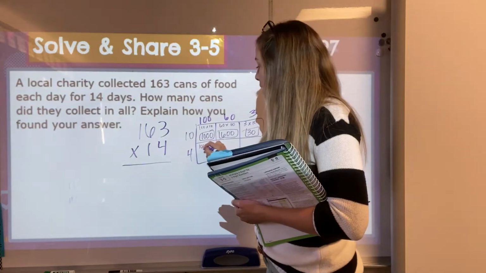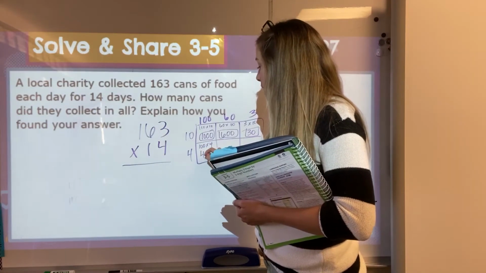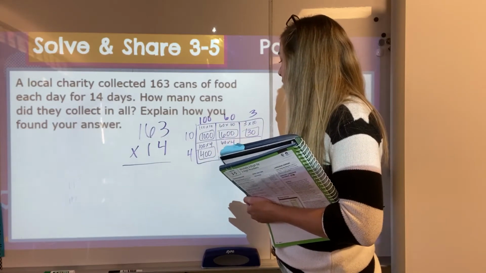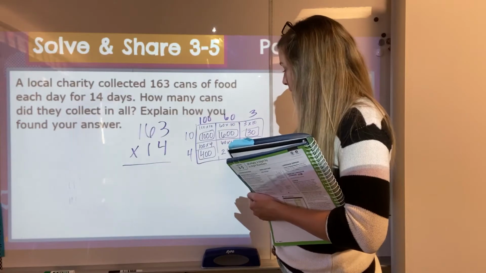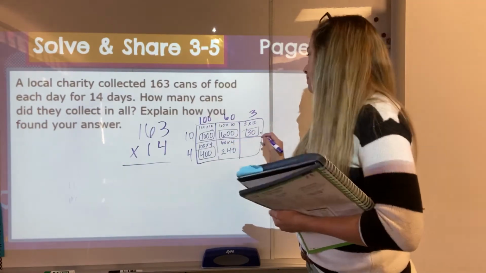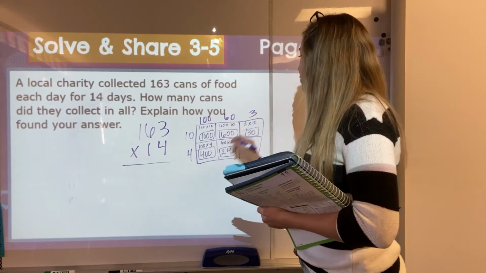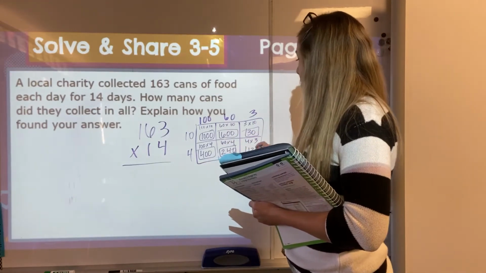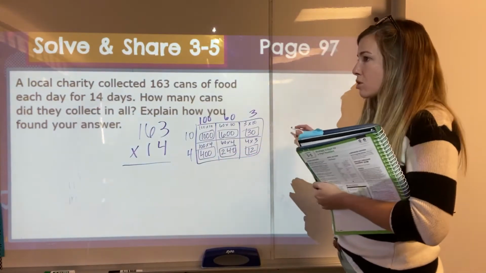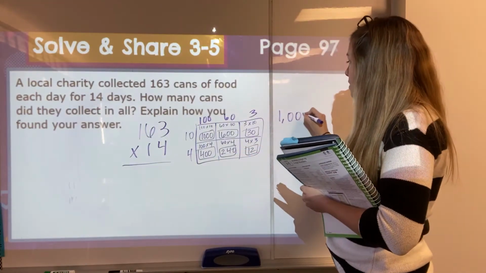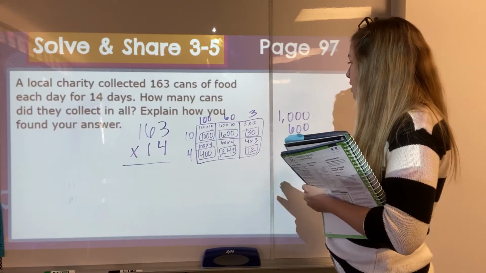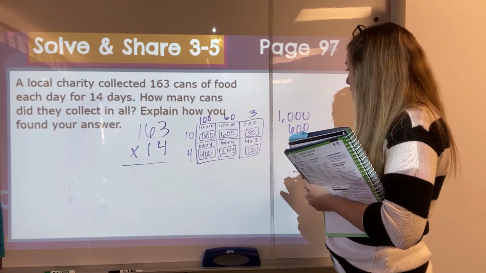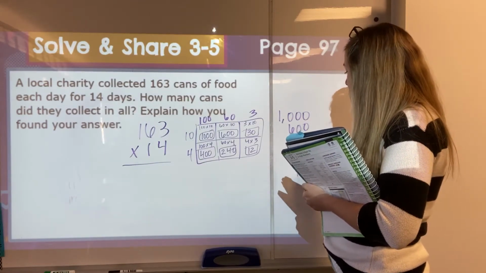Now I can do my 100 times 4 here to get 400. My 60 times 4 to get 240, right? 6 times 4 would be 24, plus my 0. And then I would have 4 times 3 to have 12 for my partial products. So I can take these partial products and add them all together. So we have 1,000. We have 600, we have 400, we have 240, we have 30, and we have 12.